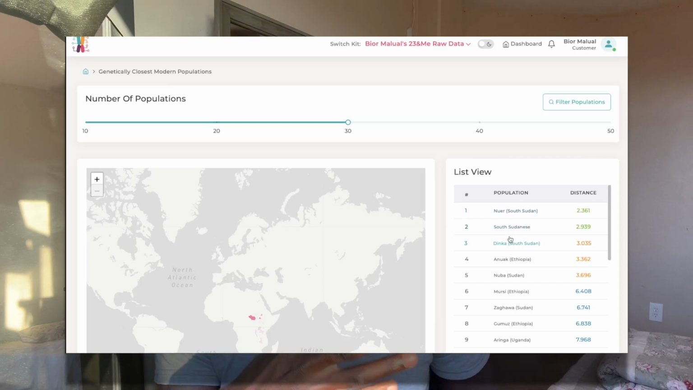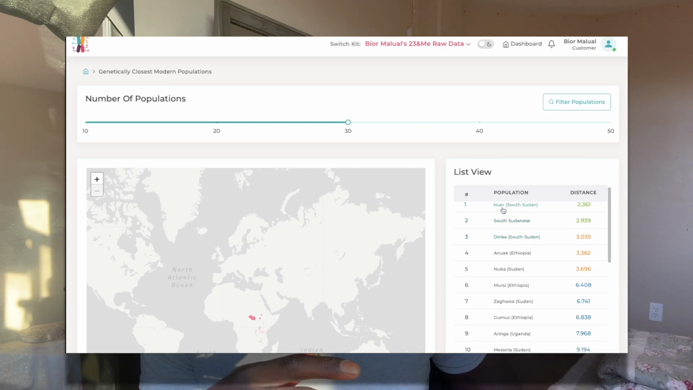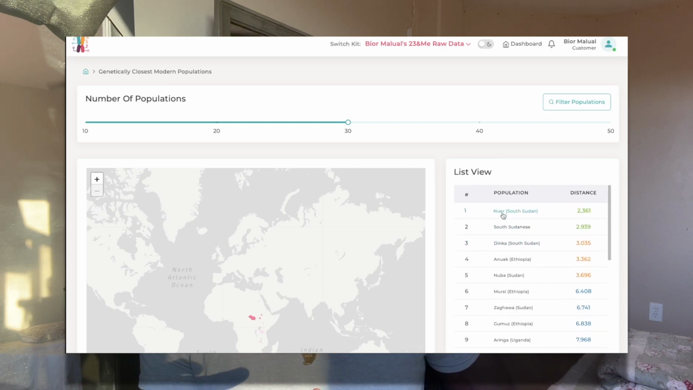And I'm not saying this to shame anybody. But these Dinkas just have a lot more West and Central African related ancestry, which I don't really have. And the Nuer sample that they have is from the same area of South Sudan that I'm from. So on top of them being more Nilotic, we're closer geographically.